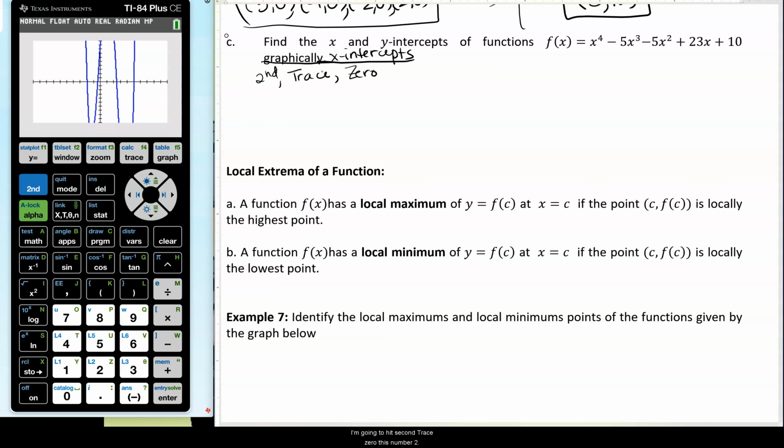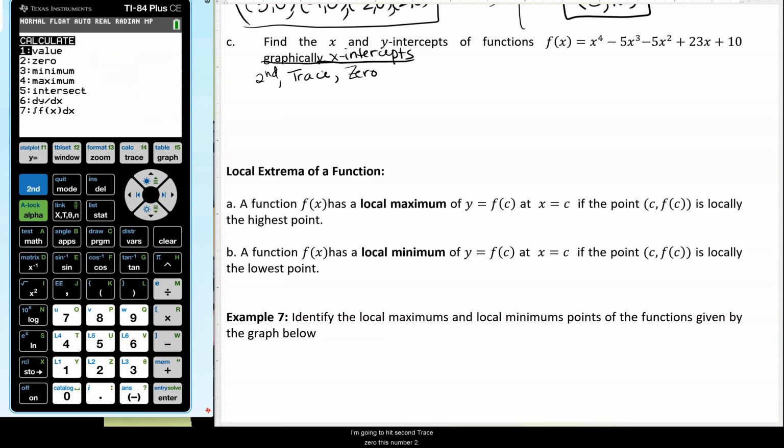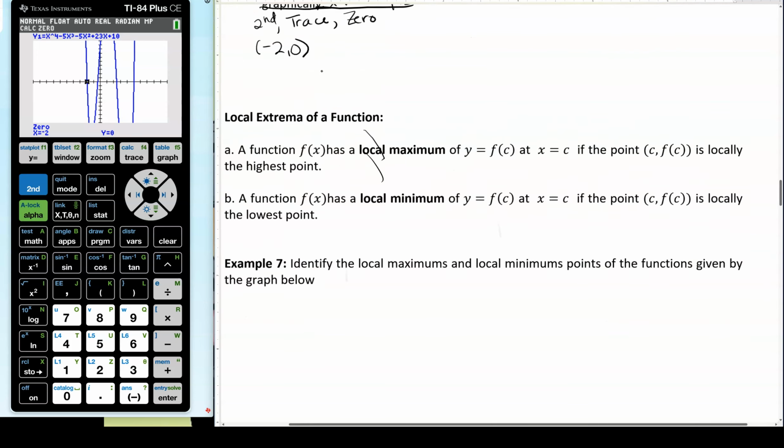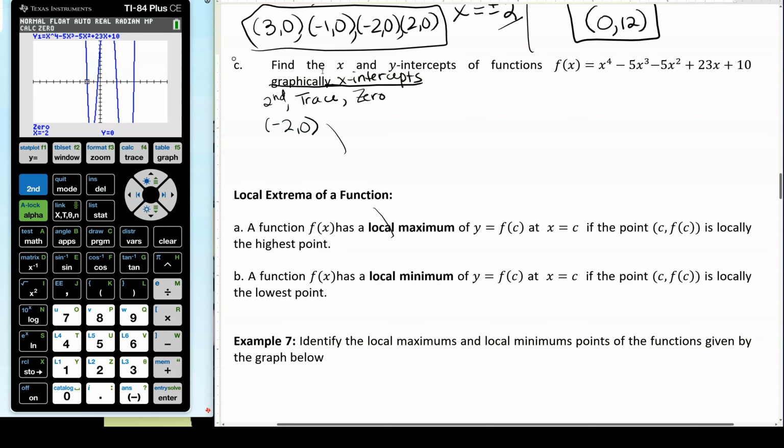So I'm going to hit second trace zero, that's number 2, and I'm going to move my cursor or my spider to the left. I'm just starting with the leftmost intercept. I'm going to hit enter to the left of it, enter to the right of it, and I'm going to hit guess, and I get a zero at -2, 0. Sorry, my page moved. Then I'm going to do second trace number 2 again, and rinse and repeat.